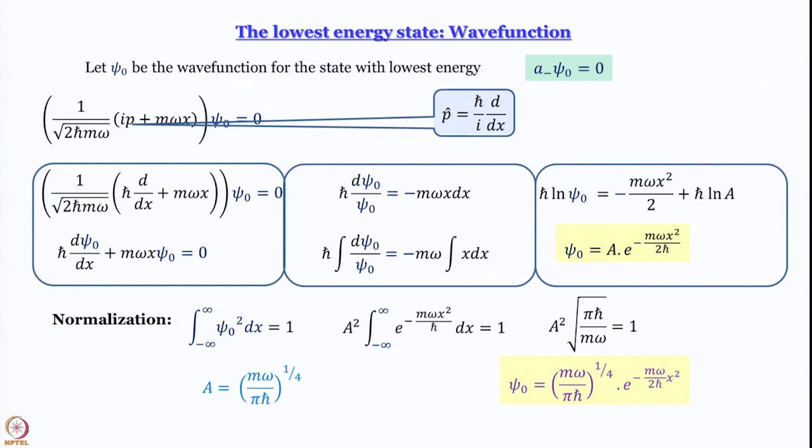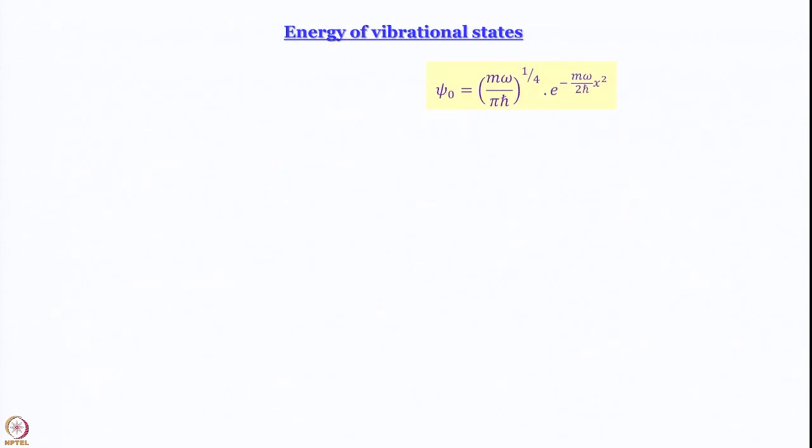What is the next step? The next step is to find the energy, okay. Since you know the wave function, we will take that wave function and make the Hamiltonian operate on it. So, energy should come as the eigenvalue of this wave function, that will be the lowest energy.